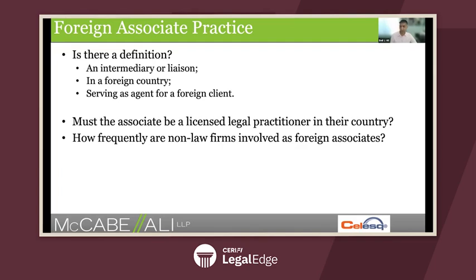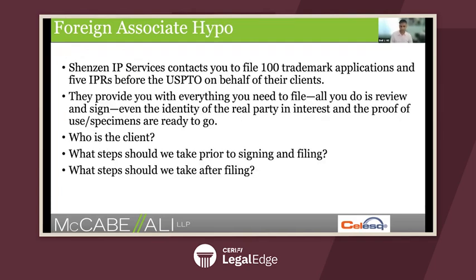So let's start with a quick hypo about foreign associate practice. Shenzhen IP Services contracts you, a US licensed lawyer, to file 100 trademark applications and 5 IPRs before the USPTO on behalf of their clients. They provide you with everything you need to file. They've already done the work. All you do is review and sign. They've even told you who the RPI is and given you the proof of use specimens. Everything is laid out for you. This is just amazing. So who is the client?